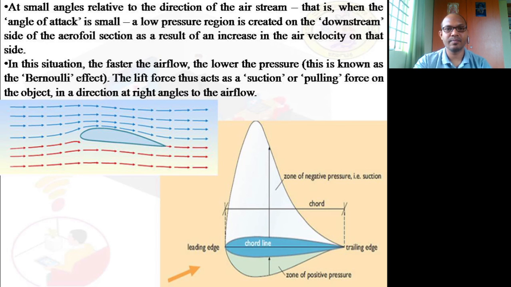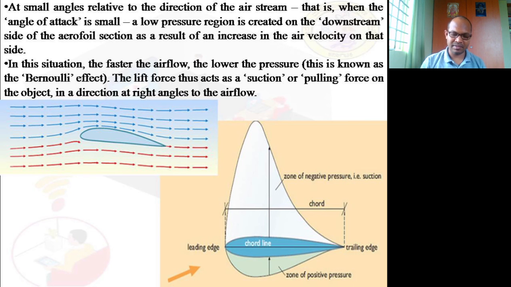In this situation, the faster the airflow, the lower the pressure. The faster the airflow, the lower the pressure. This is known as Bernoulli's effect. The lift force thus acts as a suction or pulling force on the object in a direction at right angles to the airflow. Now you can see in the second figure the zone of positive pressure and the zone of negative pressure, that is, suction. This is the chord, which is nothing but the length. This is the trailing edge and this is the leading edge. So this gives a good understanding of this.